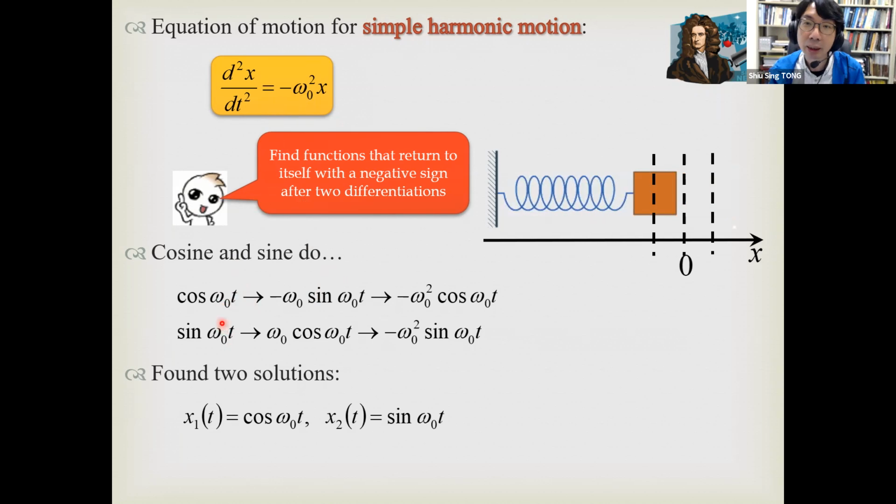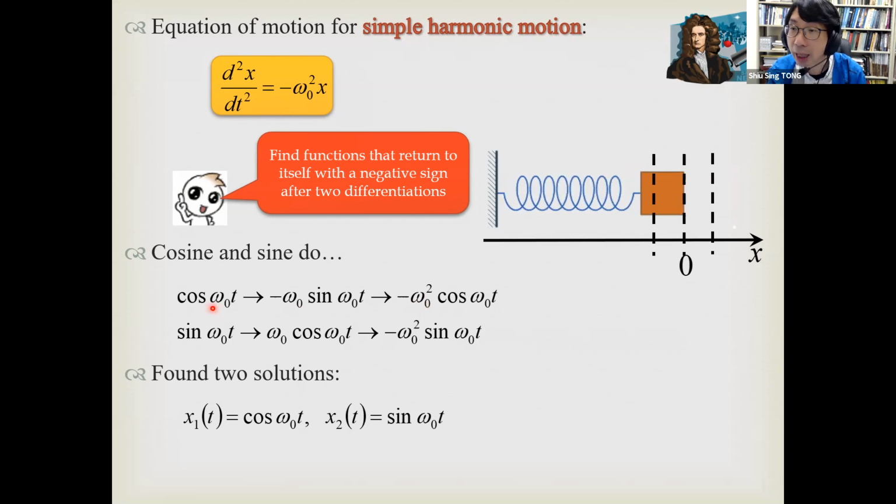Okay. Now suppose we start with cosine omega naught t. If I differentiate once, it becomes minus sine, and because of the chain rule, a constant omega naught comes out, right? And if I differentiate once more, the sine will become a cosine. Again, another factor of omega naught comes out. So altogether we have two factors of omega naught, that is omega naught squared.